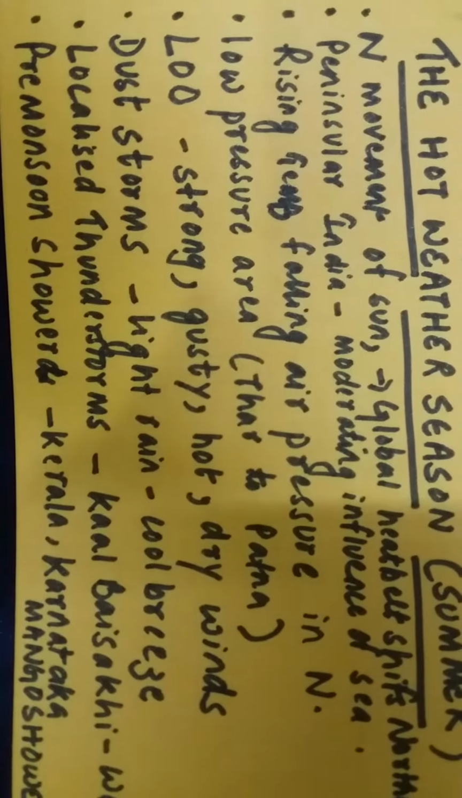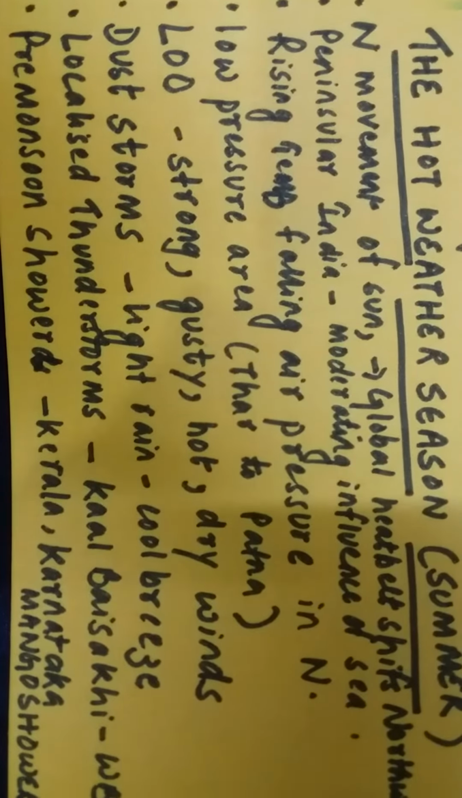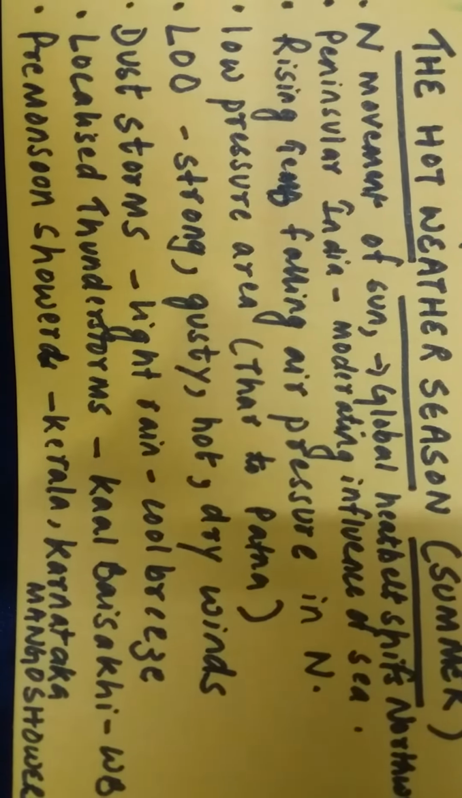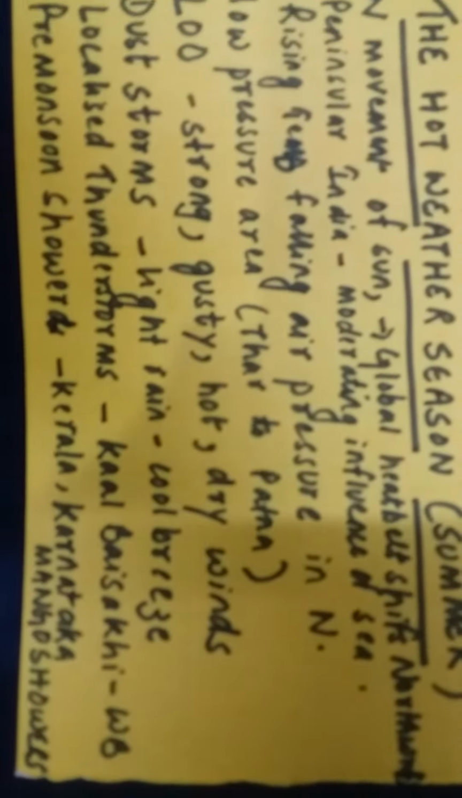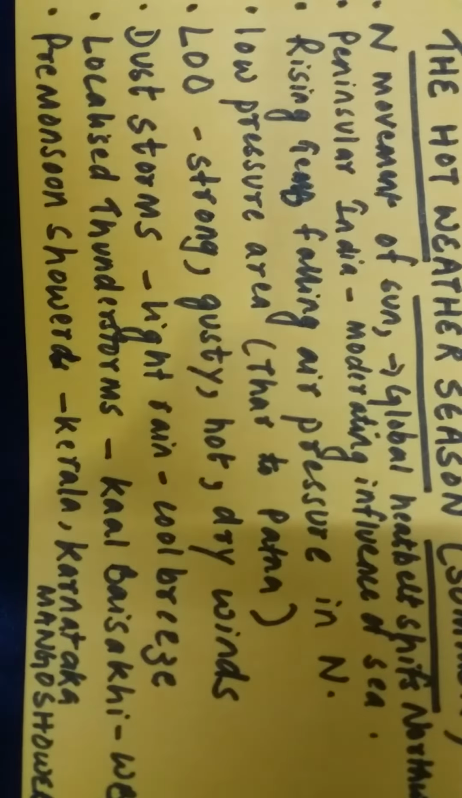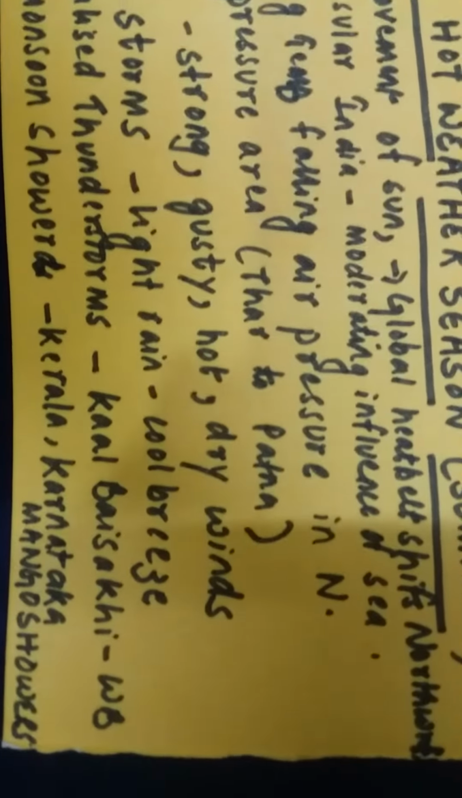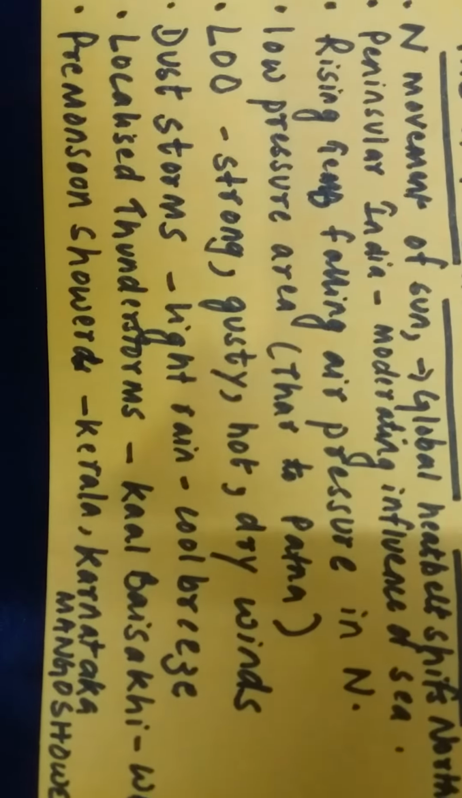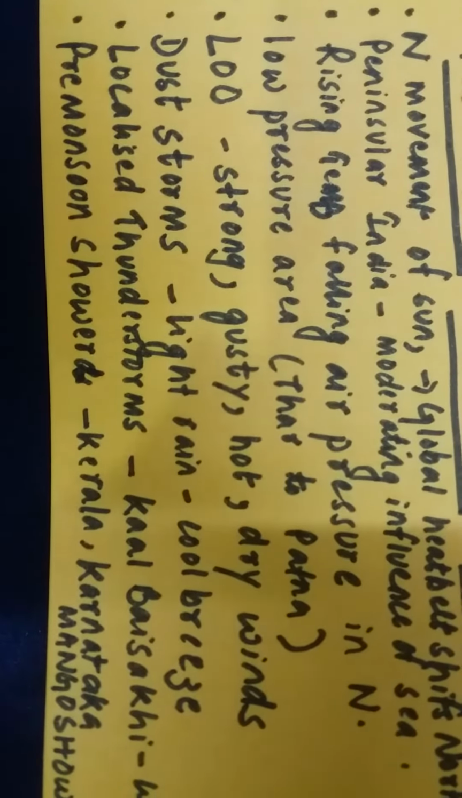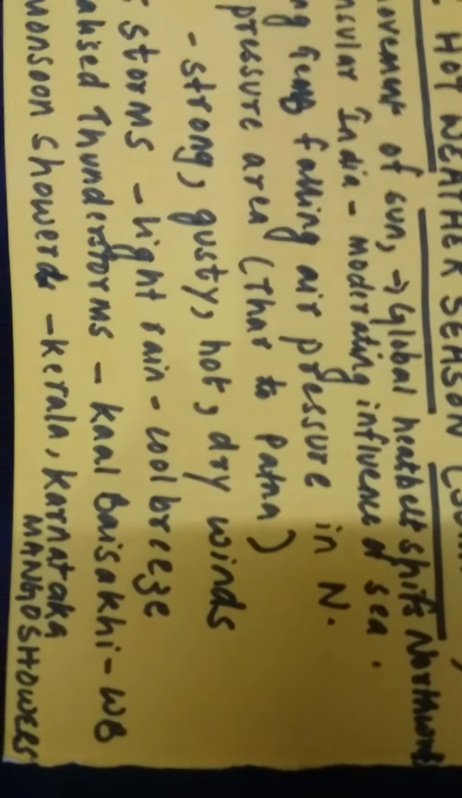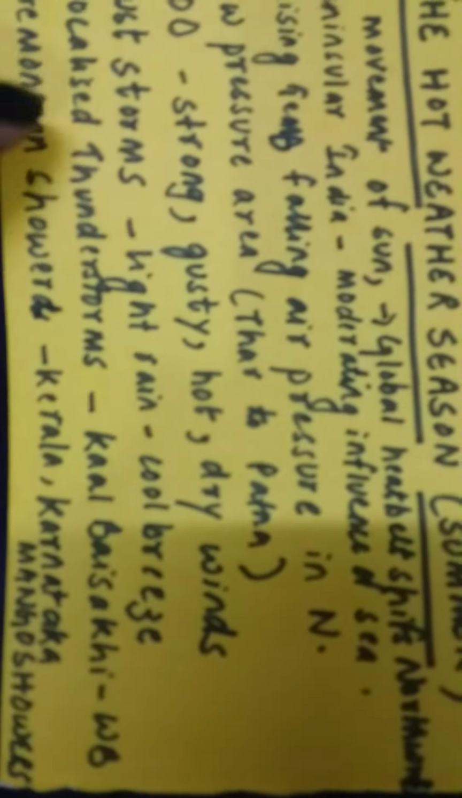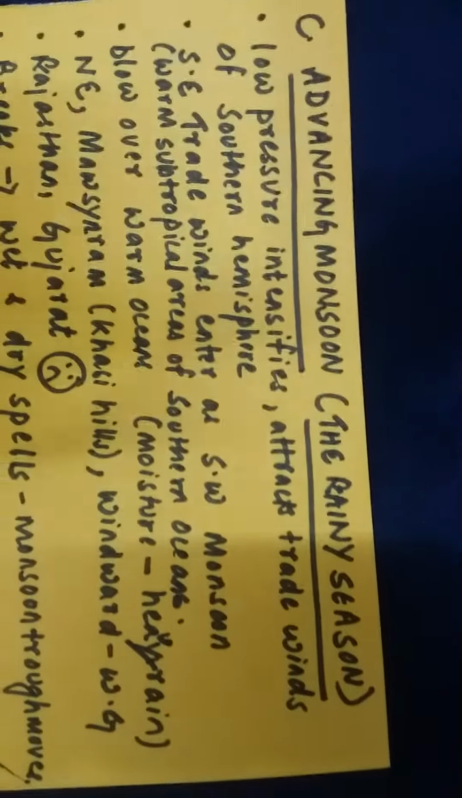Then the pressure belt shifts, and there are localized thunderstorms, or Kal Baishakhi type of thing in West Bengal. These localized thunderstorms are named differently according to the place. In West Bengal, they're known as Kal Baishakhi, and this marks the onset of the pre-monsoon shower, that is, before the monsoon. This is known as mango showers in Kerala and Karnataka because this shower helps in the growth of the mango trees and ripening of mangoes.